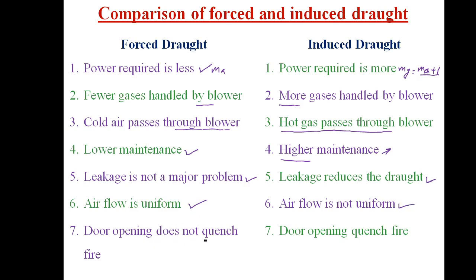Door opening does not quench the fire in case of forced draught. If we open the door of a combustion chamber, atmospheric air does not enter into the combustion chamber because pressure in the combustion chamber is larger than the atmospheric pressure. But in case of induced draught, the inner side pressure is lower, and if we open the door, the surrounding air enters into the combustion chamber and quenches the fire. That in turn reduces the steam generation rate.